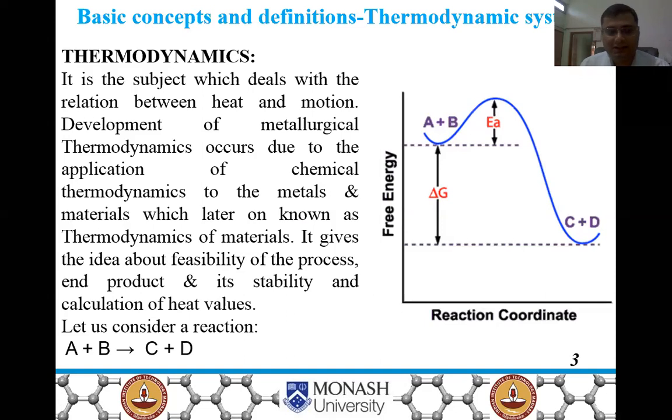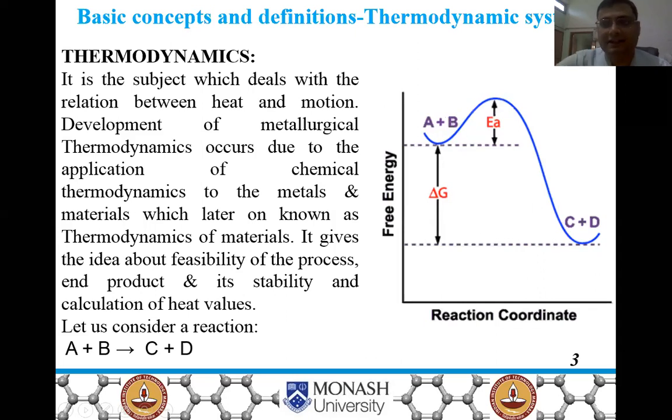So let us consider a reaction A plus B giving you C plus D. Initially, let's say A plus B is at this level of energy and C plus D is at this level of energy, as shown in this figure. So we have plotted free energy versus reaction coordinate. When the reaction occurs from the A plus B state to the C plus D state, there is an intermediate stage in which activation energy is required for the reaction to occur.